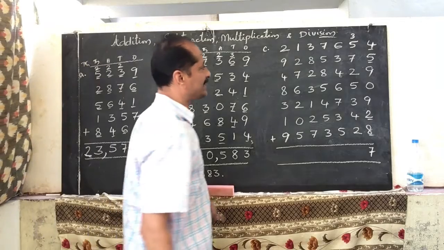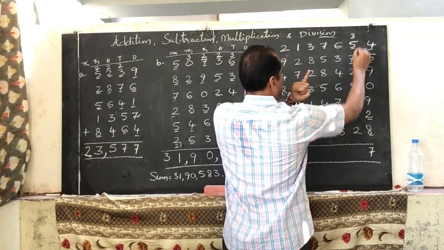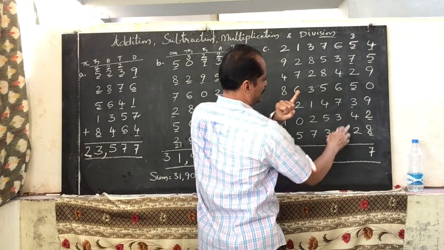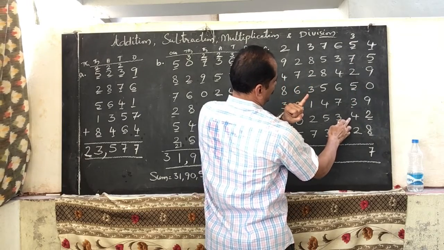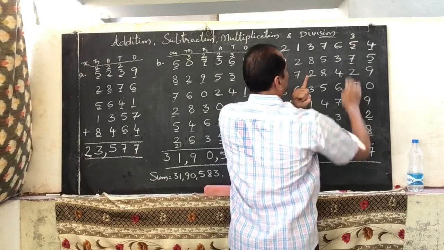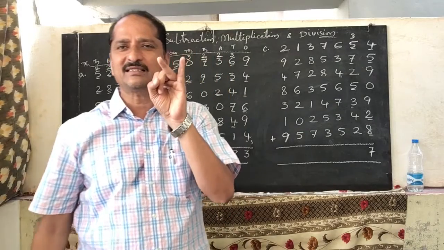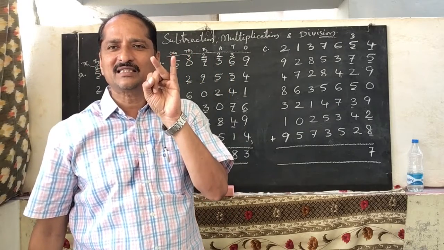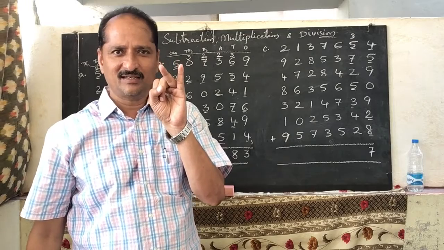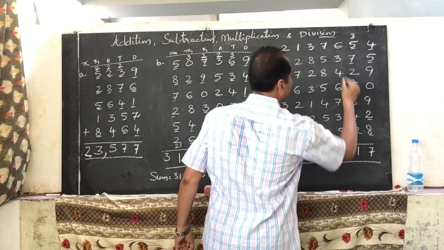Add all the tens. Count in tens. 10, 2 tens. 4 plus 2, 6. Plus 2, 8. 8 plus 3, 11. 11 plus 20, 31. Okay? 31. So write down 31 means 1 is here, 3 carry forward.